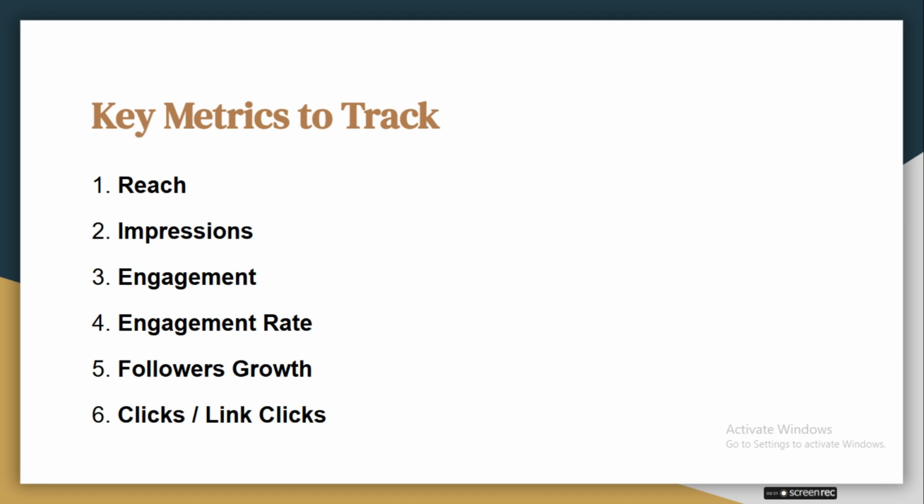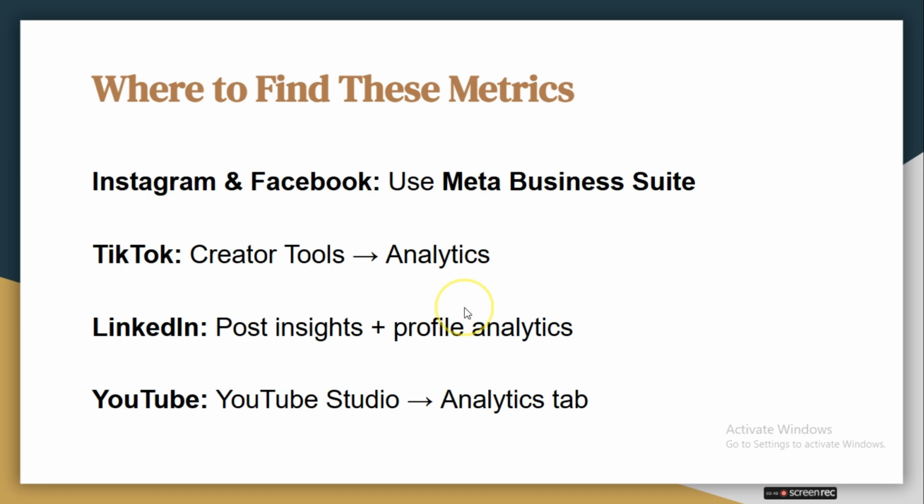4. Engagement rate. This is the percentage of people who engaged with your post out of those who saw it. Good indicator of content quality and audience interest. 5. Followers growth. How many new followers are you gaining, or losing? Shows if your content is attracting the right audience. 6. Clicks, or link clicks. How many people clicked a link in your post or bio? Great for tracking traffic to your website or offers.